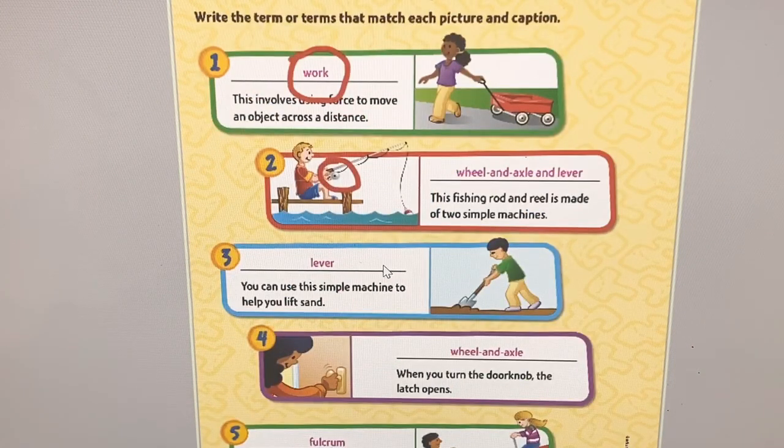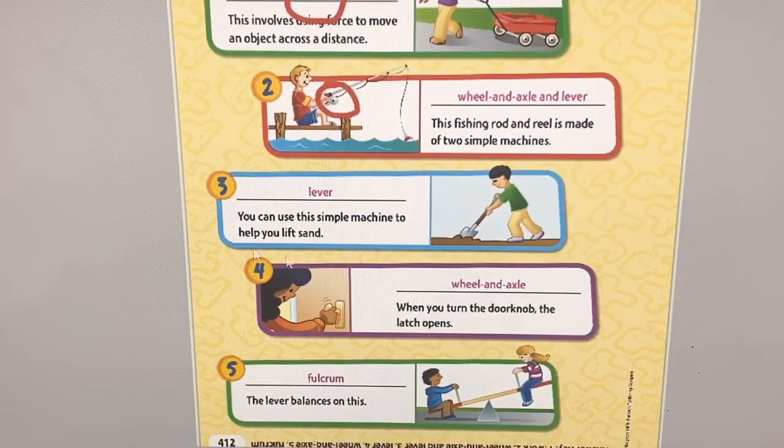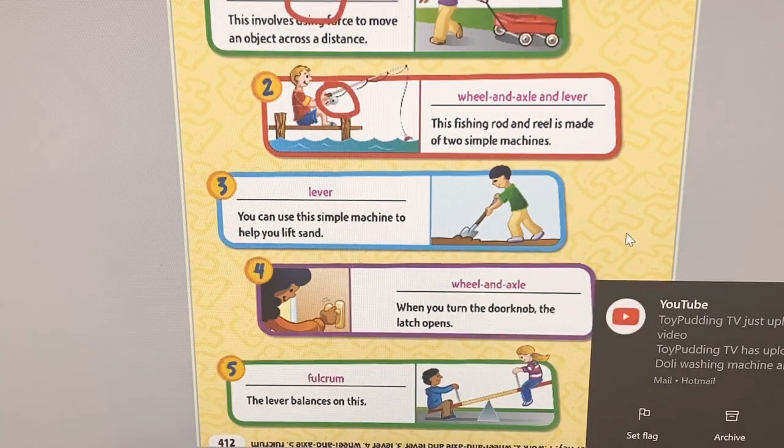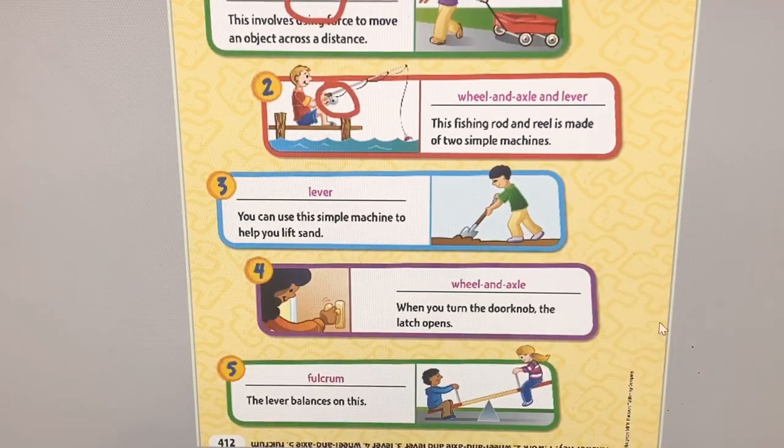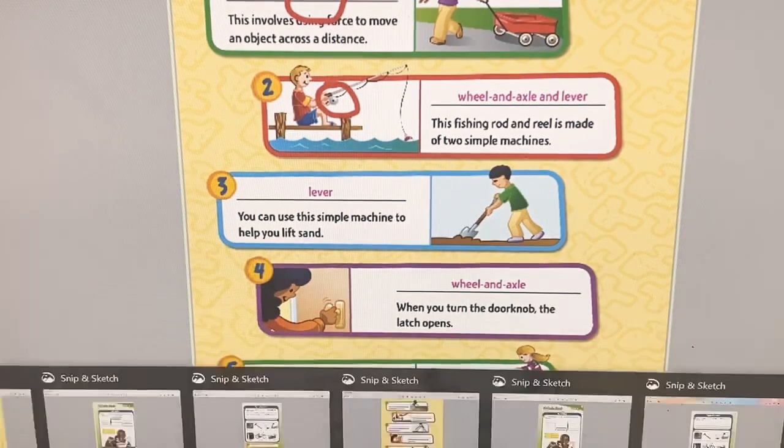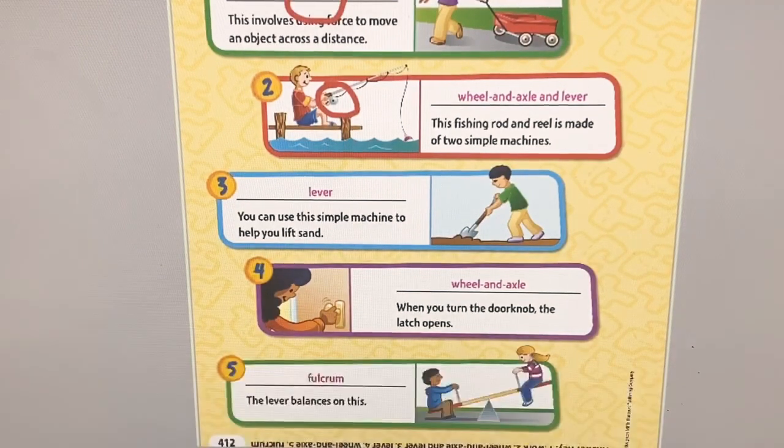Now, over here, this boy is using a simple machine, which is a lever. And the doorknob is a wheel and axle. Excellent. And the lever over here balances on a fulcrum. And a fulcrum is a fixed point that is not moving, but it helps you to do the work you want to do. Excellent, boys and girls. Let's go to the next page now.